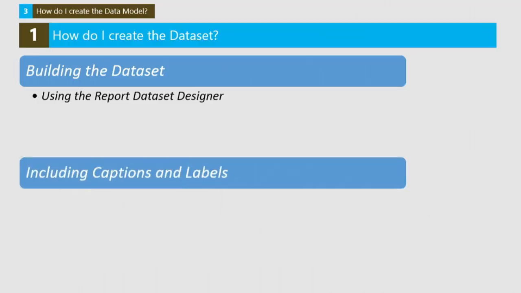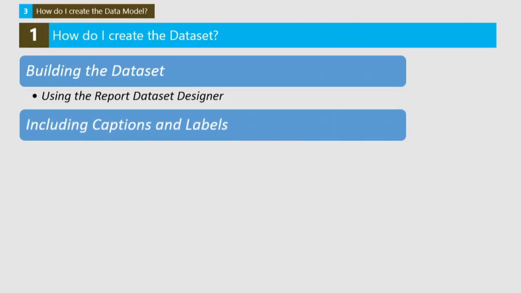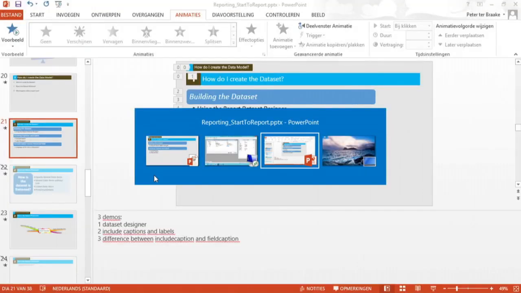So actually, captions and labels are things that we are going to add in our datasets whenever we would like something to be translated in the layout. And we're going to do this in two ways. We can make use of the include caption, which is a property on the column level, and we can use the label designer. Now, the effect of the two properties is going to be almost the same. Let's demonstrate this in the application.